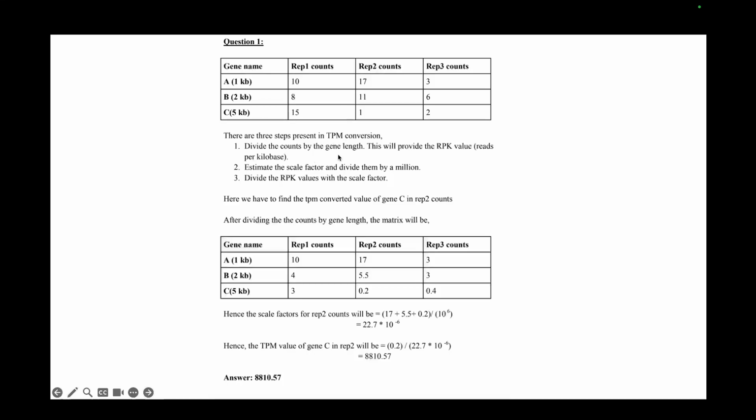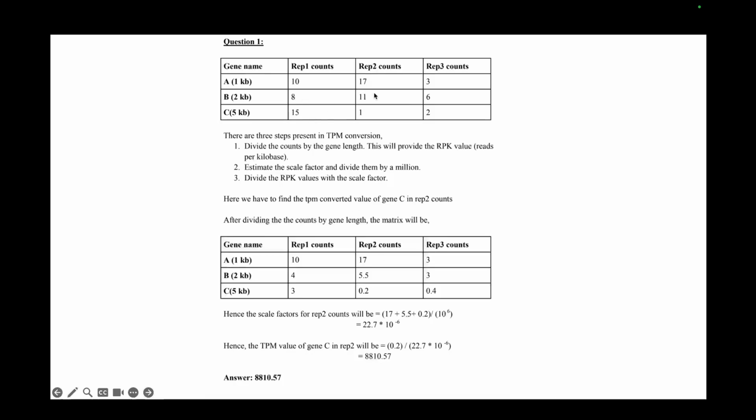First is divide by gene length. This will provide reads per kilobase, and you have to divide by 10 to the power 3 for kilo. It's given in kb also, so you can directly divide it. Then you estimate the scale factor by dividing by a million, and then you divide the RPK values by the scale factor.